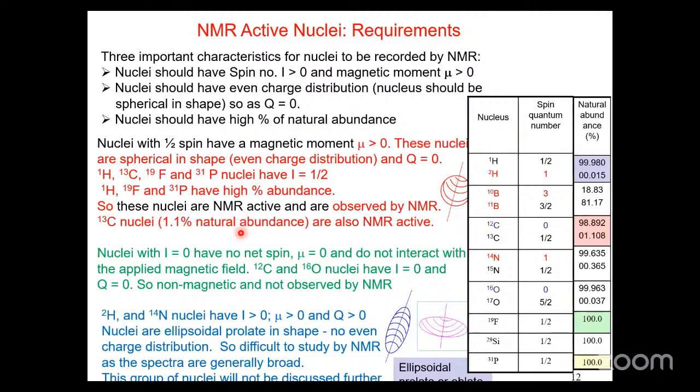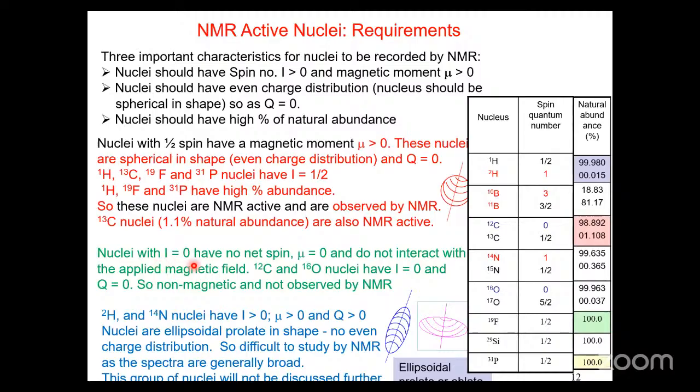Coming to the C13 nucleus, its natural abundance is just 1.1%. 98% is C12. With this small natural percentage of C13, scientists have made so much progress that we can now detect the whole skeleton of any organic molecule. These are the natural abundance percentages. Hydrogen is 99.98, deuterium is 0.015. So the nucleus we are targeting, H1, is naturally 99.9%. Coming to carbon, C12 is 98.8%, while C13 is just 1.1%.